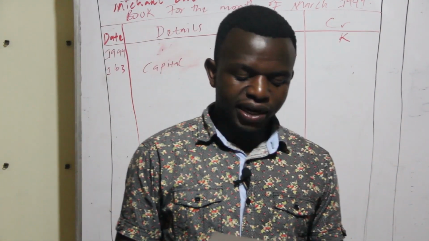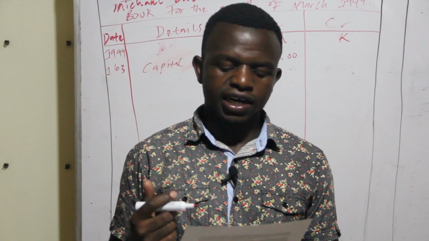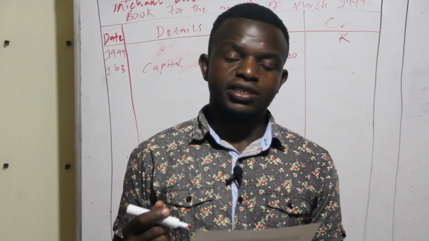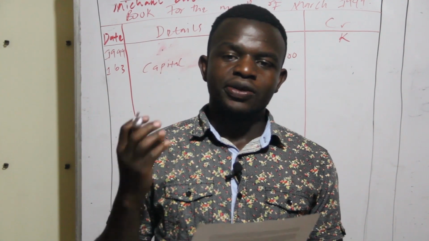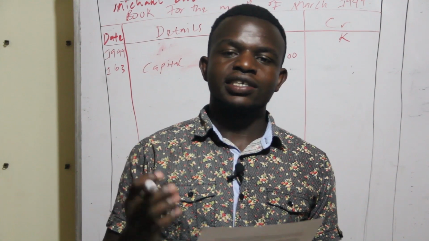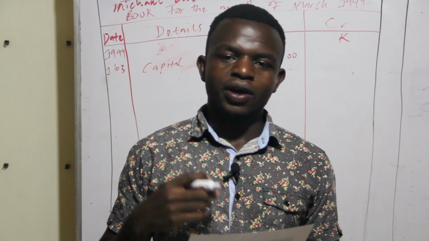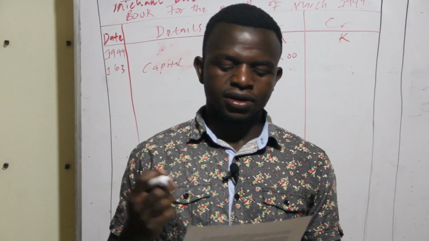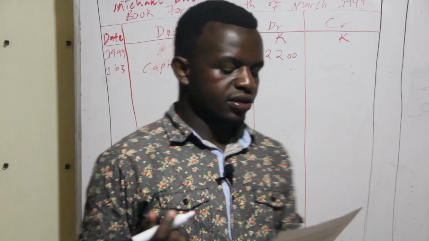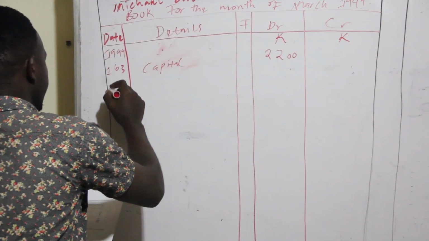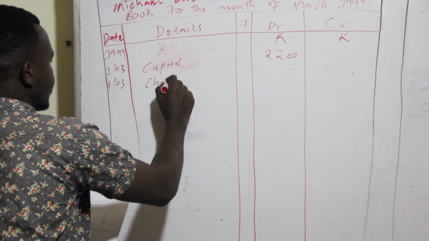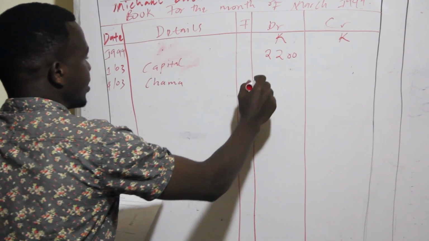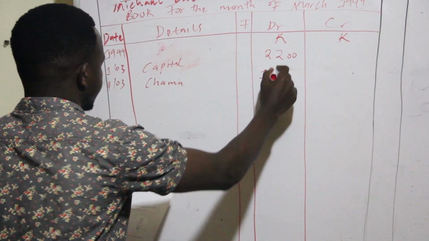Then on the 4th of March, received cash from Chama amounting to 150. You have seen received cash, which means that cash is coming into the business. So we are going to debit Chama by 150. We say 4th of March, Chama, and we debit that amount, 150.